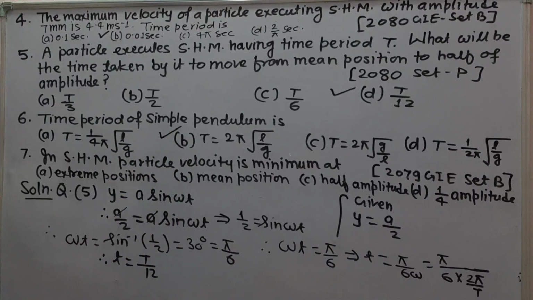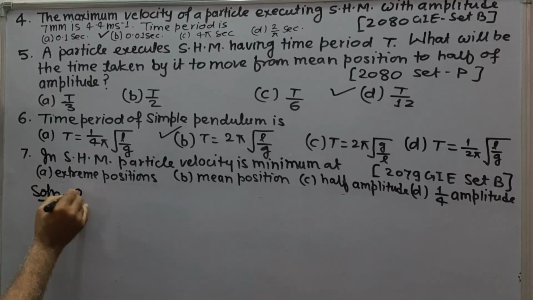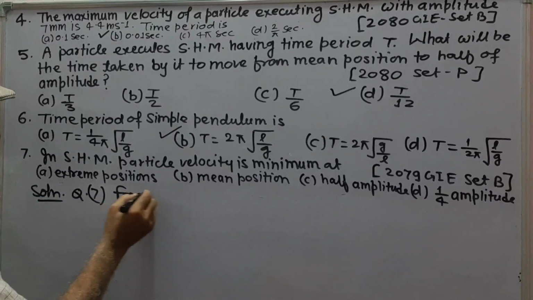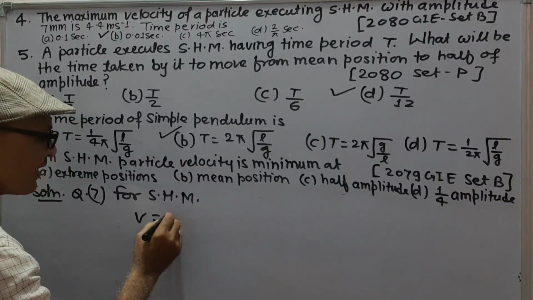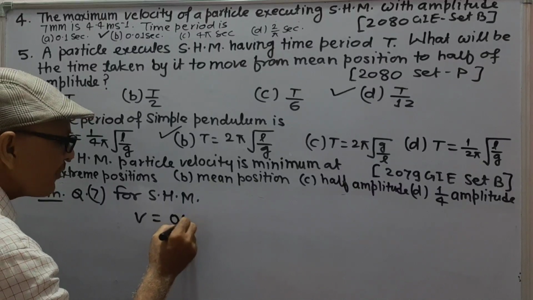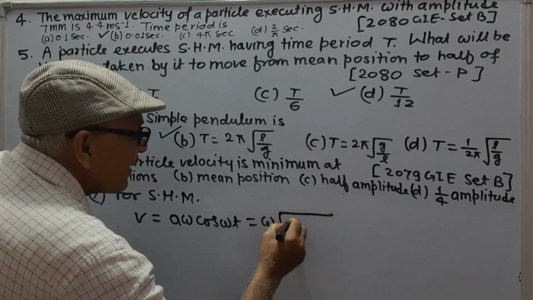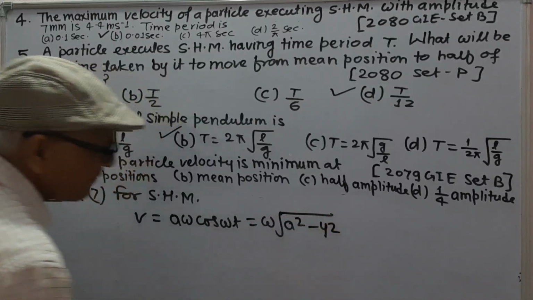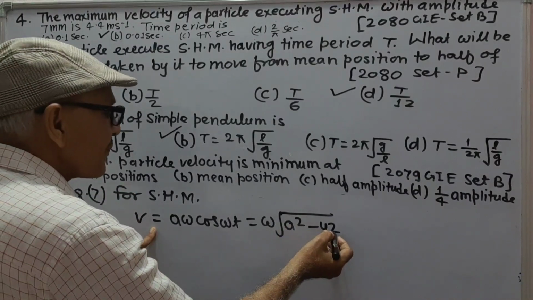Next, question number 7. Question is, in simple harmonic motion, particle velocity is minimum at, as we know. Solution to question 7. For simple harmonic motion, particle velocity v is equal to A omega cos omega t, which is also equal to omega into root of A square minus y square. So v will be minimum when A becomes y.